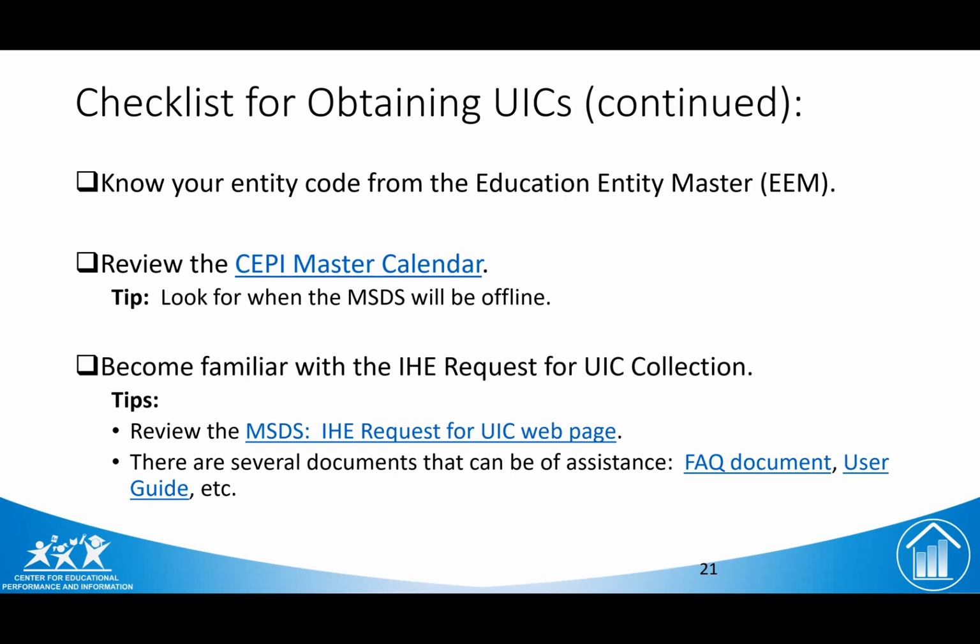This is one of our staff at CEPI. We have a couple of experts in UIC, and if you send in questions about obtaining UICs, we'll probably direct them to our experts. One of them is Megan Omo, and she put this checklist together. Her suggestions were to become familiar with the IHE Request for UIC Collection. We have some really good guides on that page, and we link to it here. I'll send the webinar slides out after the presentation so everyone can link to some of these things as a resource. We have the FAQs on the IHE Request for UIC page.